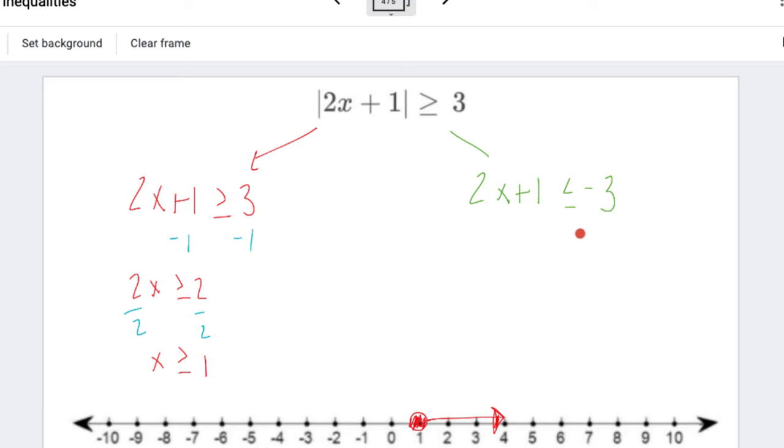So what we want to do here, again, you solve it the same way, but it's not just going to be the mirror image. So subtract 1, so 2x is less than or equal to negative 4. Divide by 2. Again, since you're dividing by positive 2, the inequality sign is not going to flip. So x is less than or equal to negative 2, not the negative 1 that you thought it was going to be. So it is a closed circle. Arrow goes to the left.